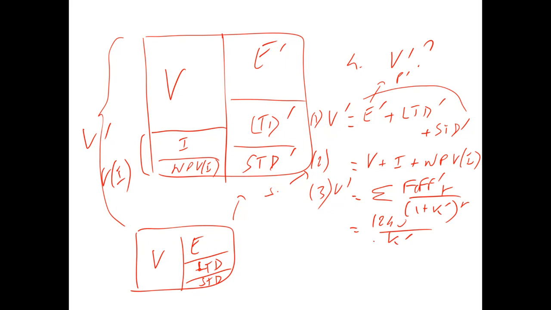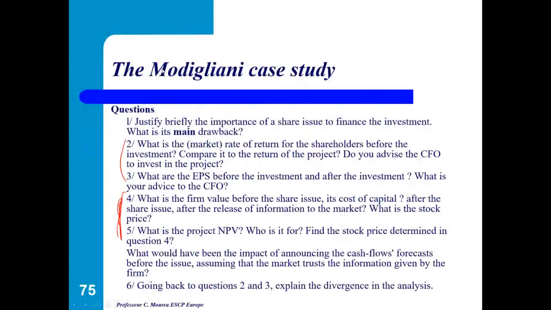But the idea would be to find K prime, which is the cost of capital after. And given that you are in a world without taxation, you can say that K prime is equal to K before. Why? Because the investment has the same risk. The level of risk that you have for the investment is the same as for the initial asset of the firm, so independently of the way you finance.